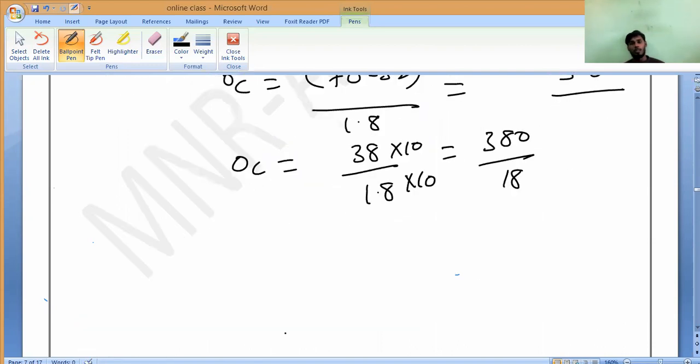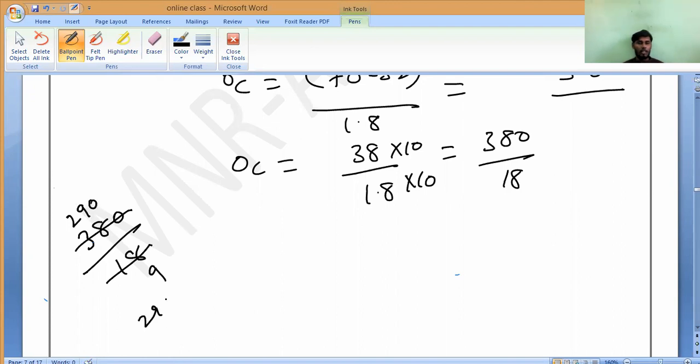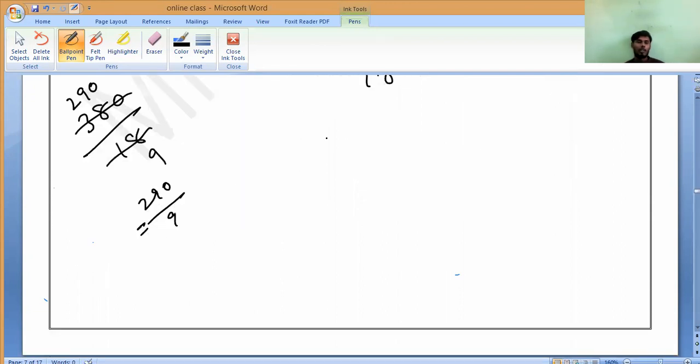So all of you do the division and tell me how much it is. 380 divided by 18. You can do it. So 2 9s are 18, 20, so 200 divided by 9. Solve it. So how much will it come? 9 3s are 27. Understanding? 9 2s are 18.